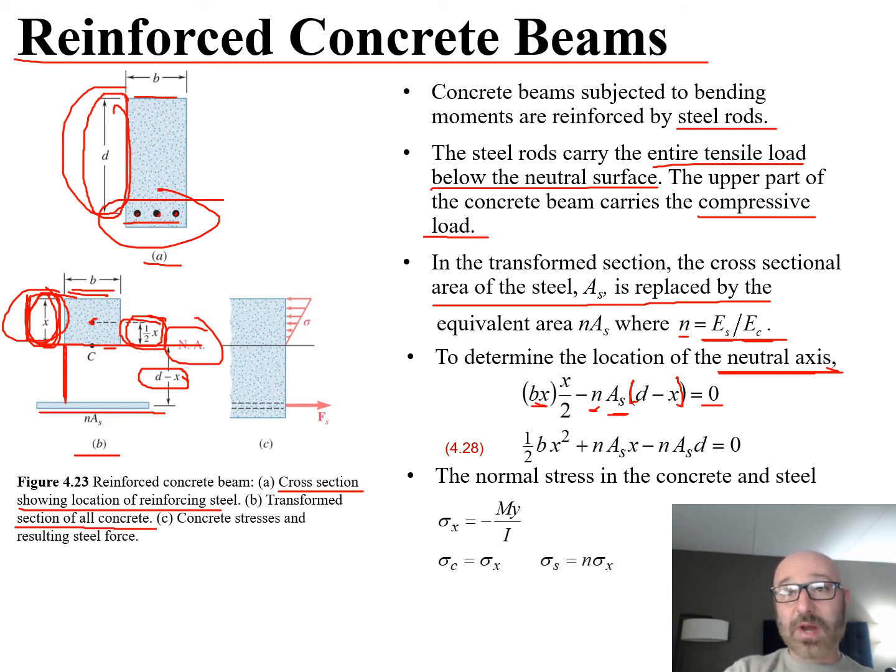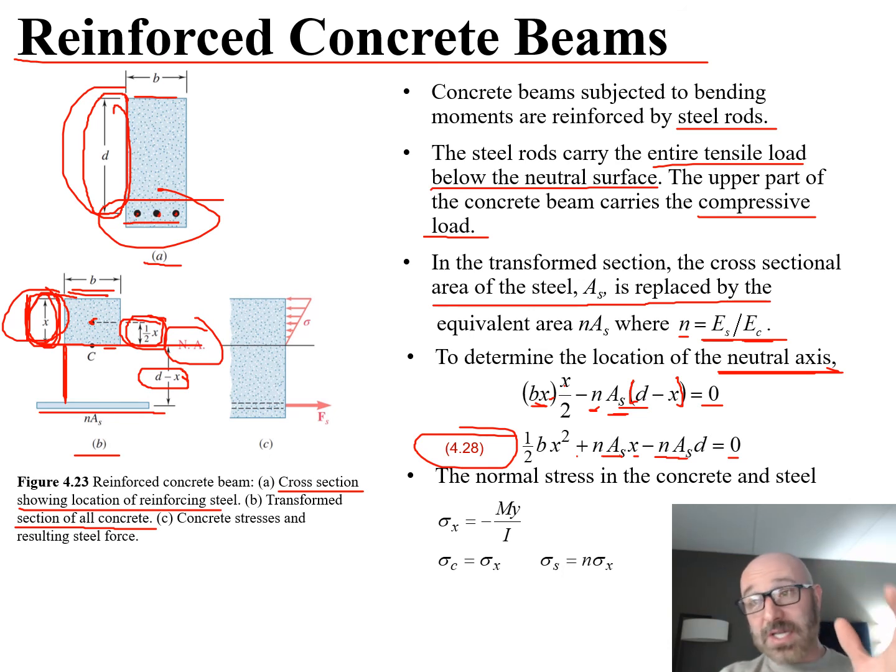We bring the 1/2 out front, and then we have our x squared, because we have an x times x, plus n A sub s, multiply this through and distribute it, x minus n A sub s d. So that's just distributing through and simplifying to come up with equation 4.28 in our textbook. For a little more detailed information on how to derive this with these variables, I refer you back to the section for 4.28 in our textbook.